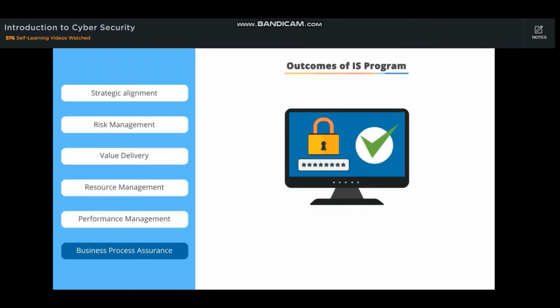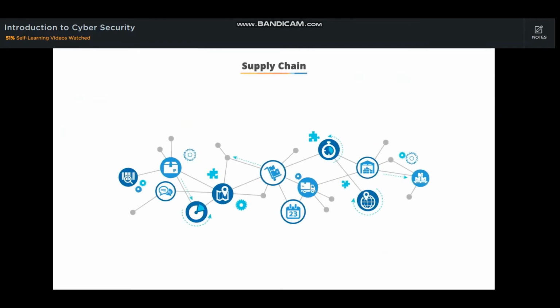Business process assurance. It is critical that an Information Security Manager understands that effective security goes far beyond the scope of information security activities. Activities, disciplines, and functions of other departments have implications on information security. Now let's look at supply chain.